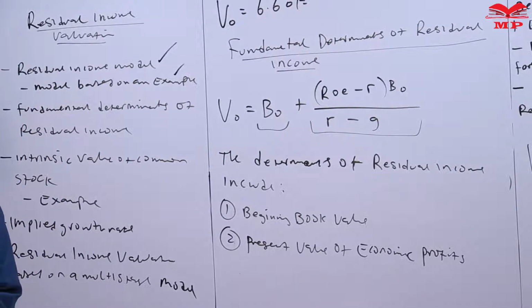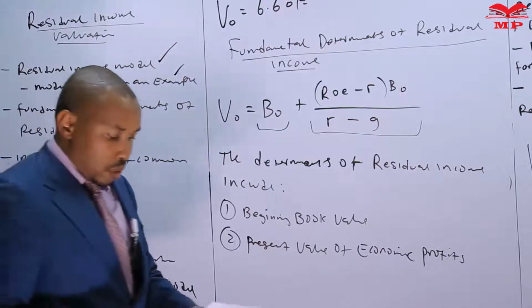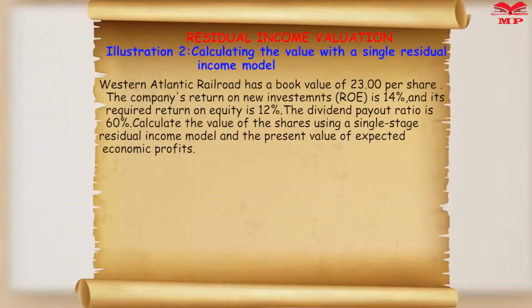Now the example that I have here reads as follows. Western Atlantic Railroad has a book value of 23 per share. The company's return on new investment, ROE, is 14% and its required return on equity is 12%. The dividend payout ratio is 60%. Calculate the value of the shares using the single-stage residual income model and the present value of expected economic profits there.